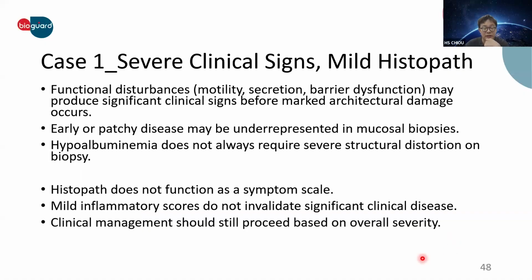There are several possible explanations for case 1. First, functional disturbance, such as motility changes, secretion imbalance, or barrier dysfunction, can produce significant clinical signs before major architectural damage occurs. Second, early or patchy disease may be underrepresented in mucosal biopsies. Remember, we are only sampling superficial mucosa. And third, hypoalbuminemia doesn't always require severe structural distortion on biopsy.